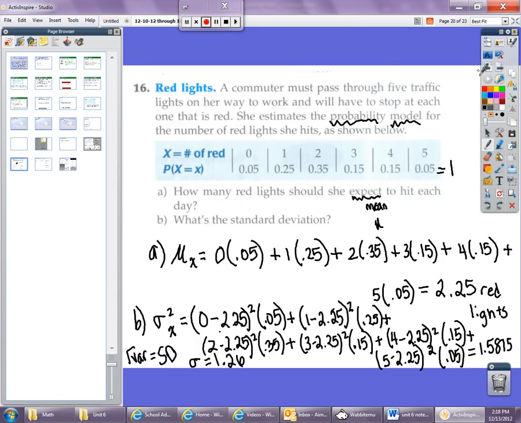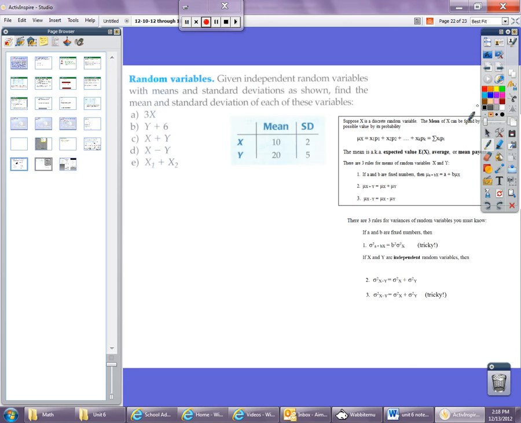Now, let's go on to some of these random variable type of problems. So, given an independent random value with means and standard deviation shown, find the mean and standard deviation of each of these variables. Now, the mean is easy because pretty much whatever it says to do, you just take the mean and multiply it by that. Okay? So, for 3 times x, I'm to find the mean, and this is for a. So, mu sub 3x, I can just take 3 and multiply it by mu sub x. So, the mean of x is going to be 10, so 3 times 10 is equal to 30.